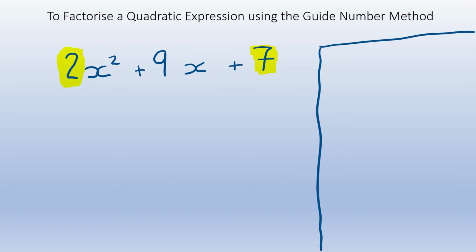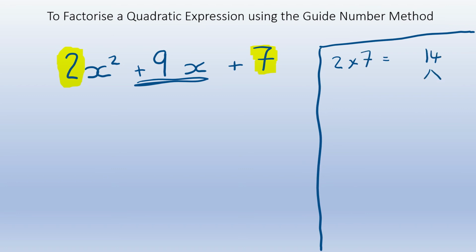So what we're going to try and do is split up the 9x here in the middle into 2 things so that we have a grouping question. We're going to have 4 terms altogether, and then we're going to factorize my next line by grouping. Now, in order to do that, my highlighted numbers here, my 2 and my 7, are very important. My first step is to multiply those 2 things together, and 2 times 7 is going to give me 14.